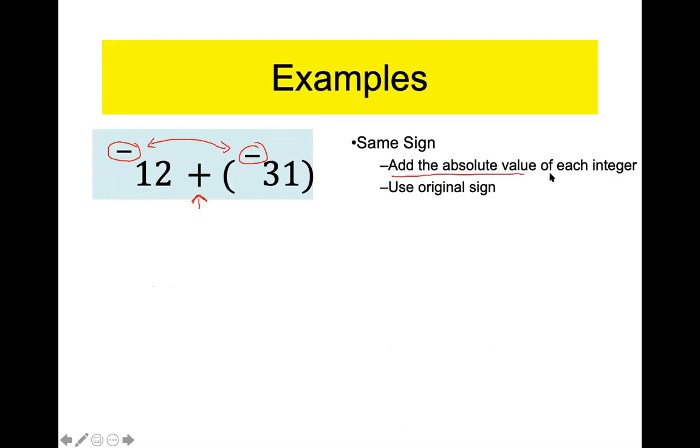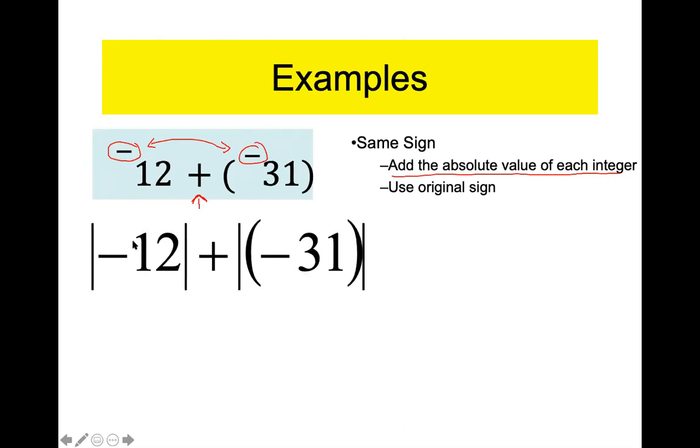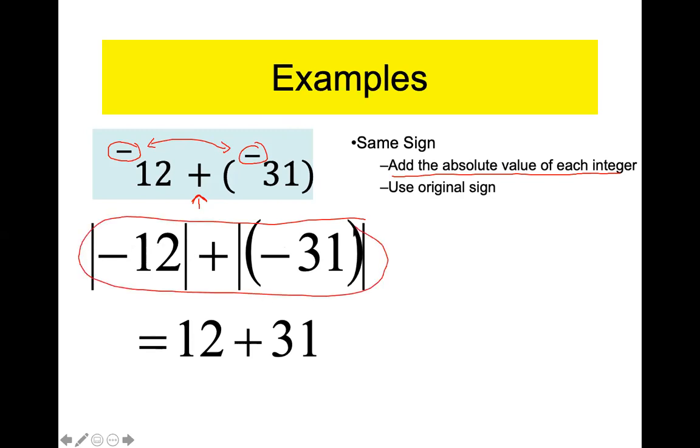So the rule for same sign is we take the absolute value of each number. So what we do, and we're doing this in our head, is we take the absolute value of -12 and -31. Well, the absolute value of -12 is, somebody? 12? And the absolute value of -31 is? 31. Okay. So this step of taking the absolute value is done in what I'm circling. You do that in your head. The rest of it you actually do. 12 plus 31 is 43.